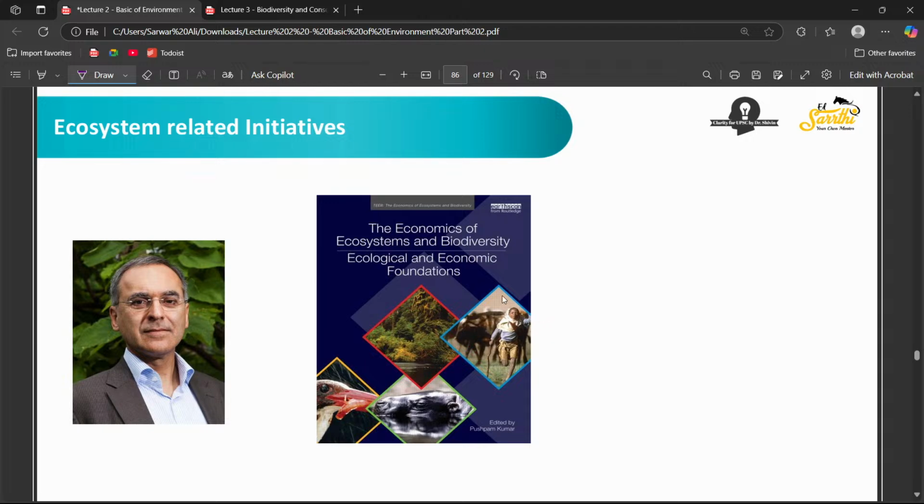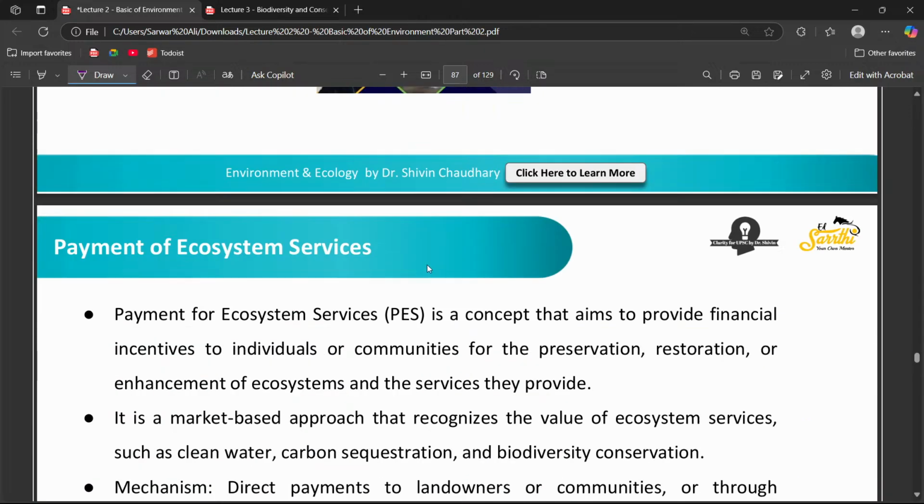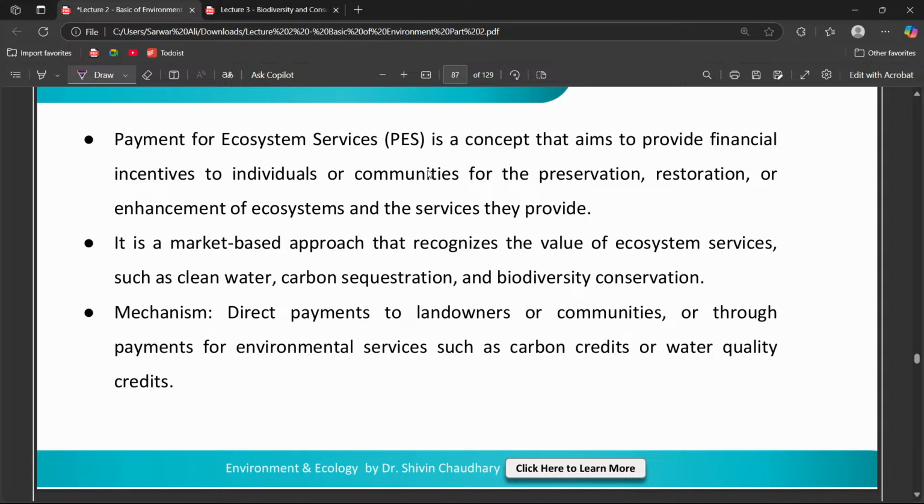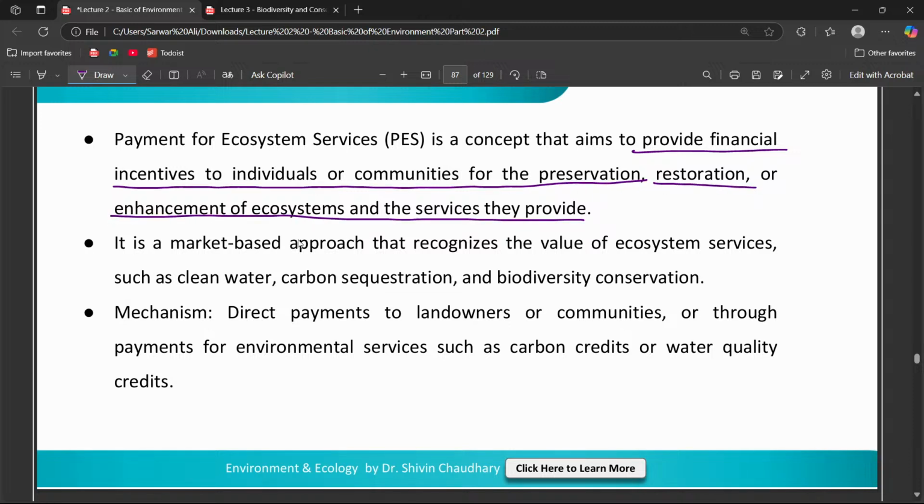So this is a book on the same. Payment for ecosystem services is a concept to provide financial incentive to individuals or communities for preservation, restoration, or enhancement of ecosystems and the services they provide. It is a market-based approach that recognizes the value of ecosystem services such as clean water, carbon sequestration, and biodiversity conservation. Sequestration of carbon dioxide means removing carbon from the atmosphere or making it inert.